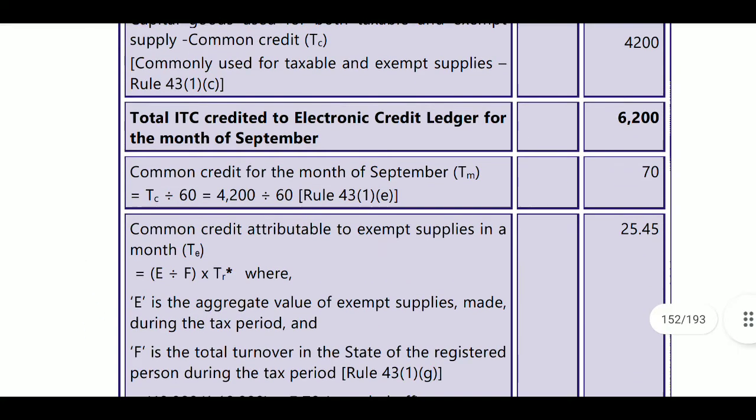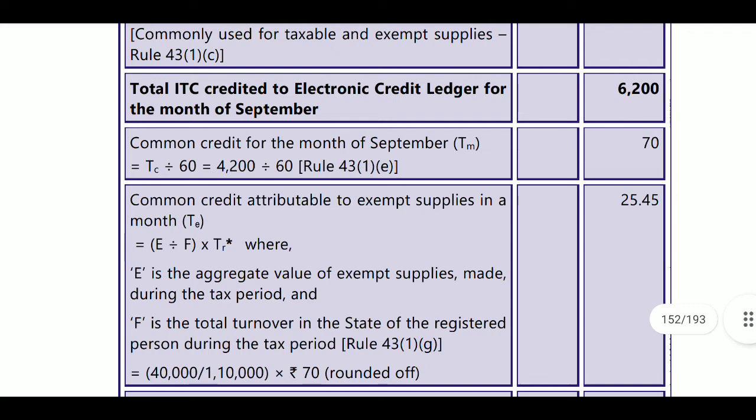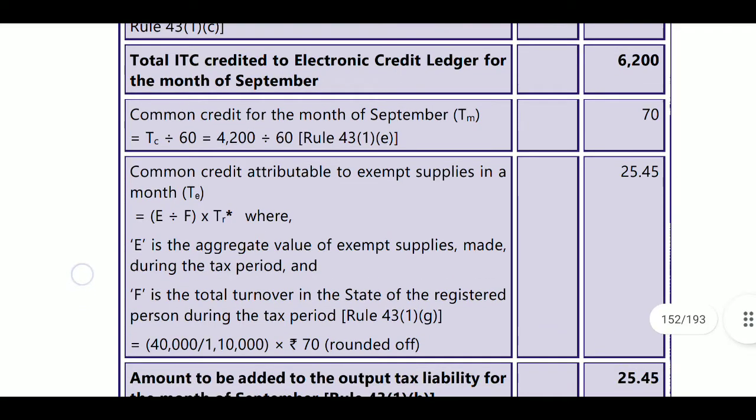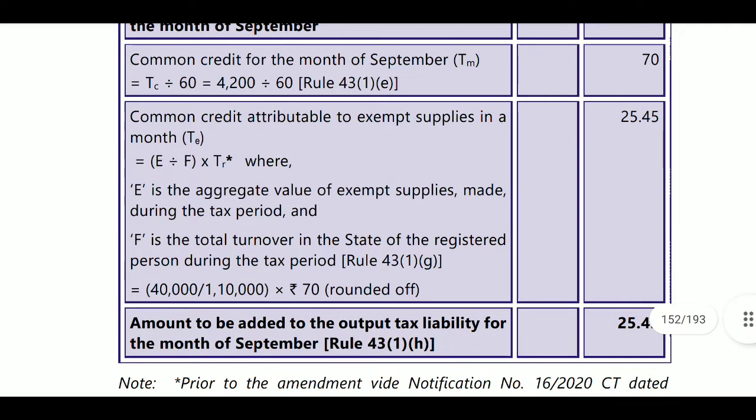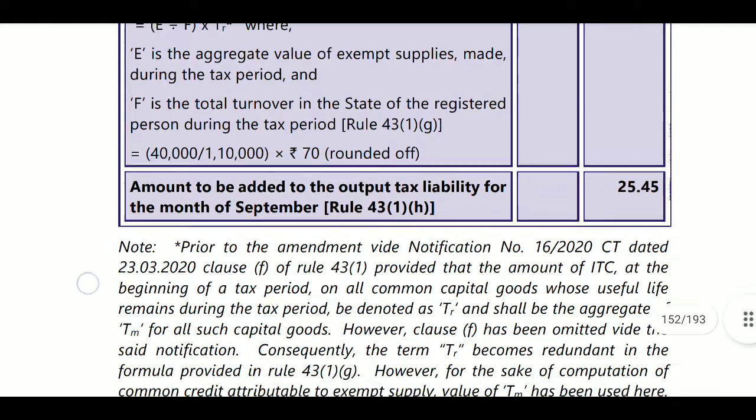70 rupees. Common credit attributable to the exempted supplies in the month is 70 rupees into exempted turnover 40,000 divided by total turnover 1,10,000. That is 70 rupees into 40,000 divided by 1,10,000. That is 425.45 rupees, which is not allowable. It will be added back to the output tax liability.